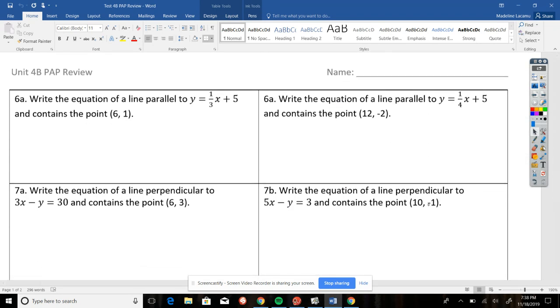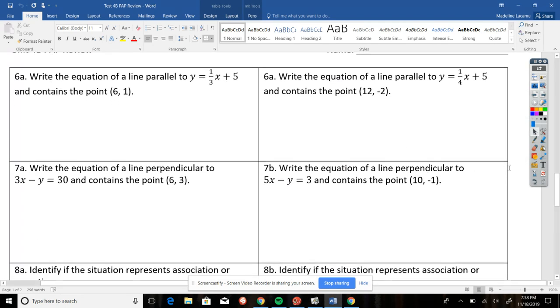Okay, 6b. Once again, I forgot to change that to a b. So write the equation of a line parallel to y equals 1/4 x plus 5, going through the point (12, -2). So we're going to have a line parallel, which means our slope has to be the same. So I need a slope of 1/4.